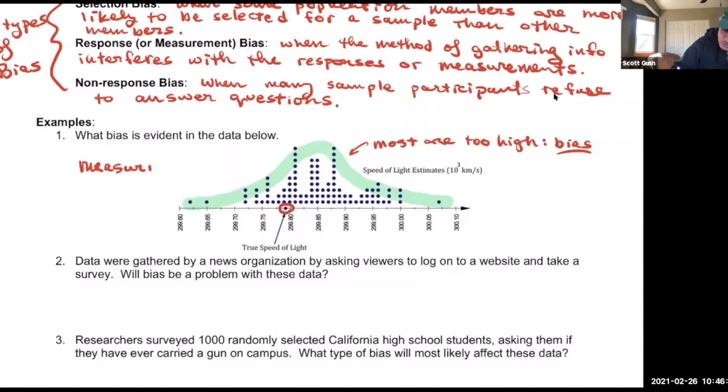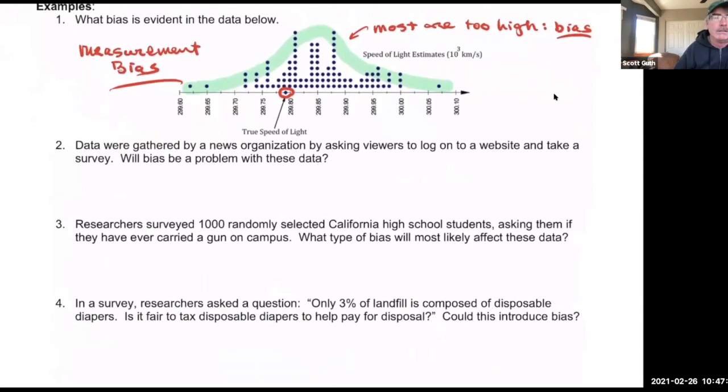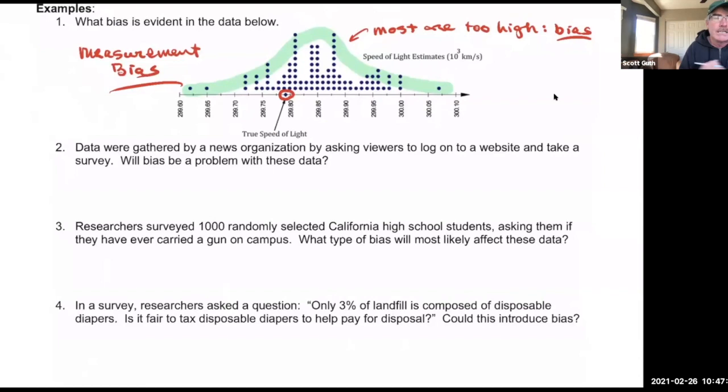Measurement bias. Any questions about that? The device is affecting the data. If most of them are coming out high, then it's the device that's doing that. Okay, any questions? All right, so the next one says data were gathered by a news organization by asking viewers to log onto a website to take a survey.